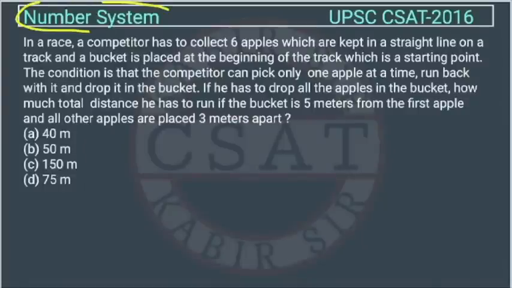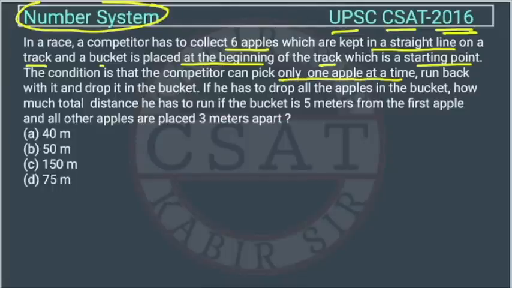This is a question from number system chapter asked by UPSC in CSAT paper of 2016. In a race, a competitor has to collect 6 apples which are kept in a straight line on a track, and a bucket is placed at the beginning of the track, which is at starting point. The condition is that the competitor can pick only one apple at a time, run back with it and drop it in the bucket. If he has to drop all the apples in the bucket, how much total distance he has to run if the bucket is 5 meter from the first apple, right? And all the other apples are placed 3 meters apart.